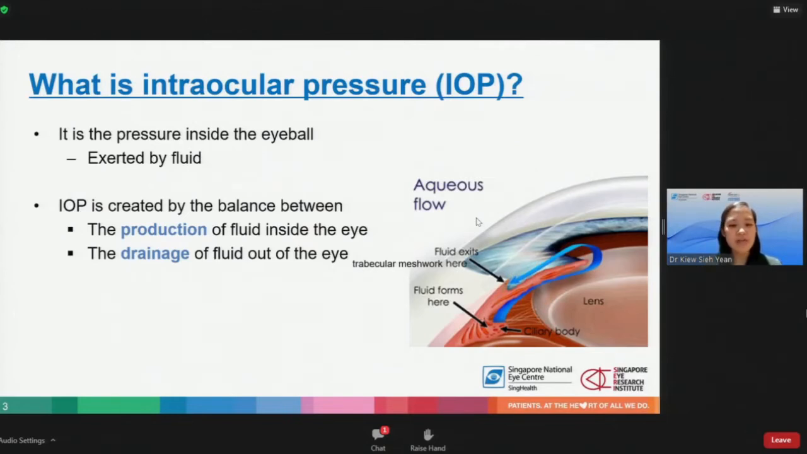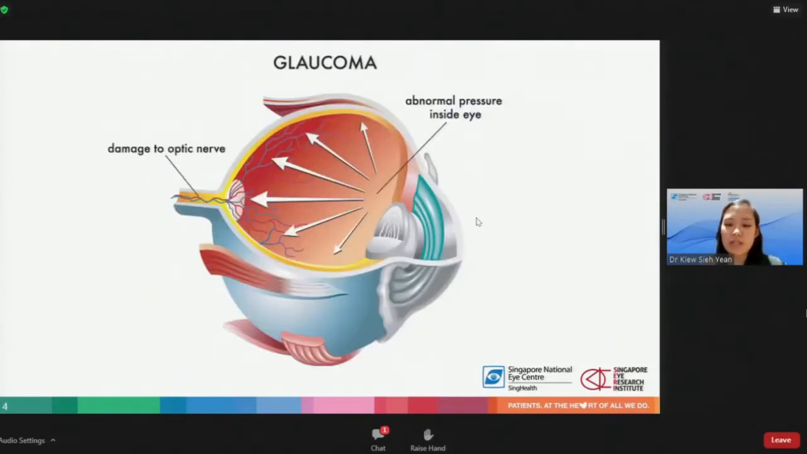The eye is a ball filled with fluid. This fluid is constantly being produced by the cells behind the lens, and this fluid bathes the entire eye, nourishes it, and then exits the eye through the trabecular meshwork, which is located in the angle of the eye between the cornea and the iris. The intraocular pressure, or pressure within the eye, is a balance between fluid production and drainage. Glaucoma occurs when the pressure within the eye is abnormal, resulting in damage to the optic nerve. This damage is irreversible.